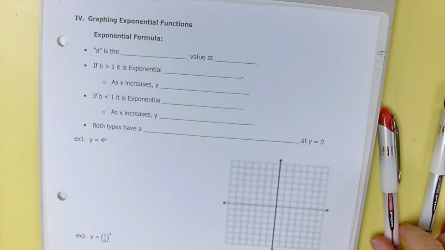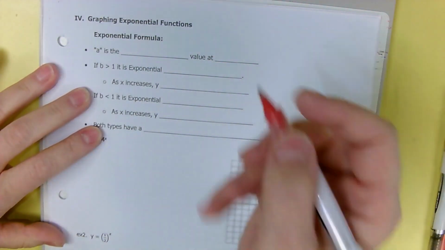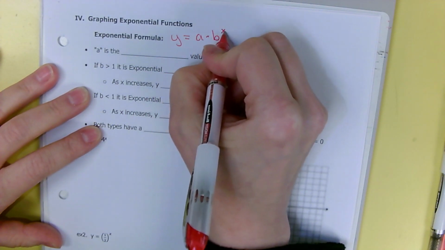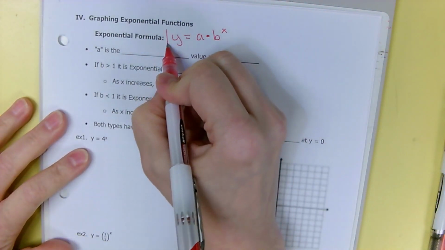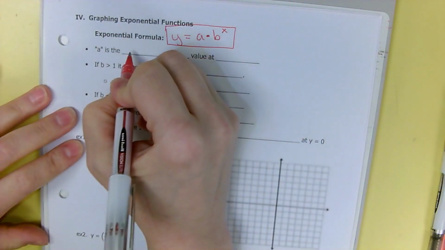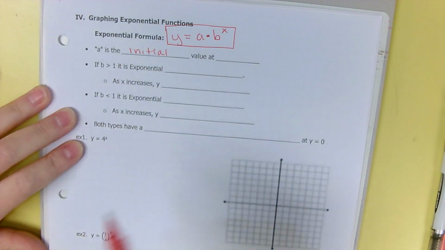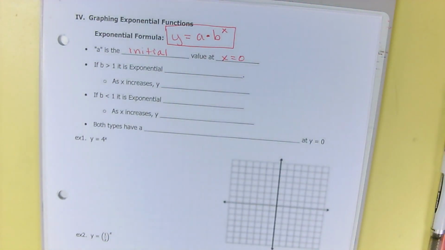All right, graphing exponential functions. So your exponential formula is y equals a times b to the power of x. In this expression, a is what we call the initial value, which happens at x equals 0. So a is what you start with at x equals 0.